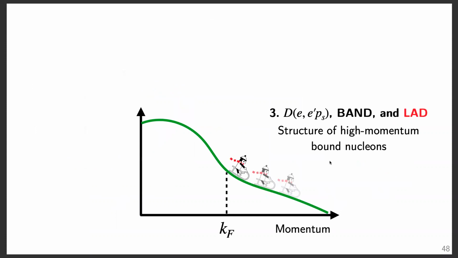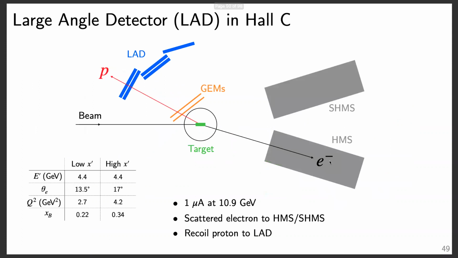So that's going to be my segue into the last thing I'll mention, which is the LAD experiment. LAD is the Large Angle Detector that will be installed at Hall C to perform the complementary measurement of proton tag DIS for neutrons. And so here we'll have a 1 microamp beam at almost 11 GeV scatter off of our deuterium target. We'll detect the scattered electron in either the High Momentum Spectrometer or the Super High Momentum Spectrometer in Hall C.